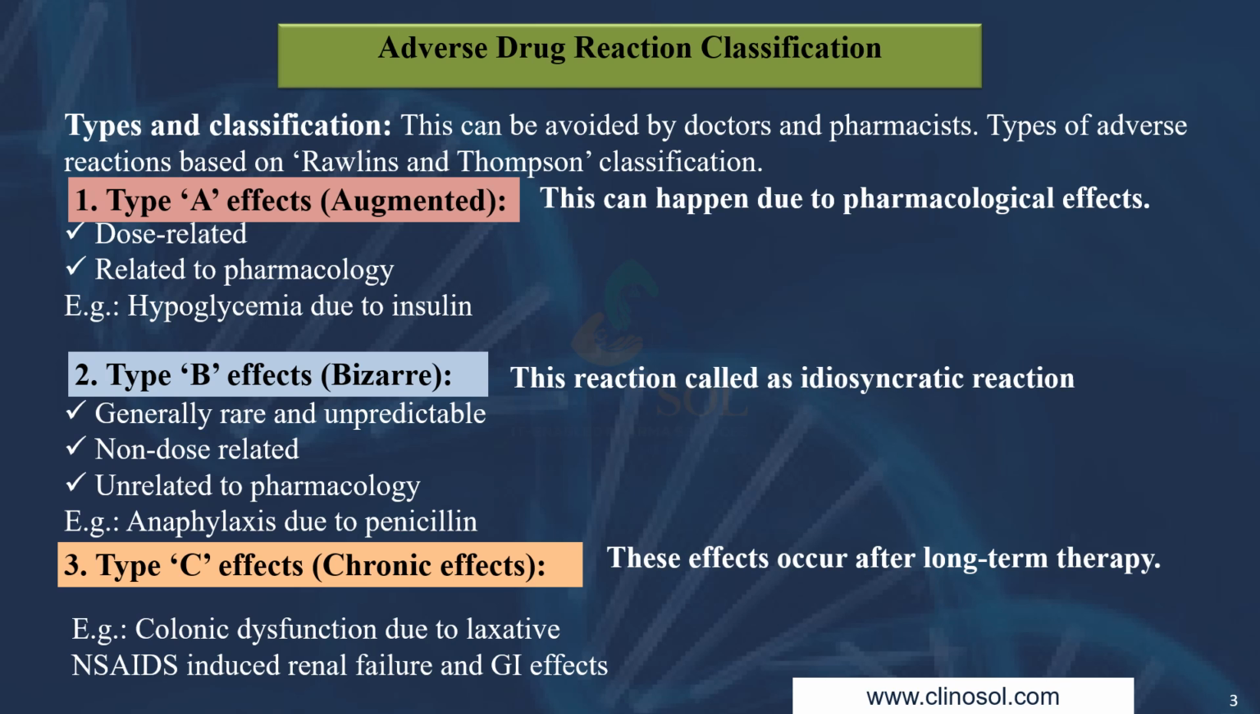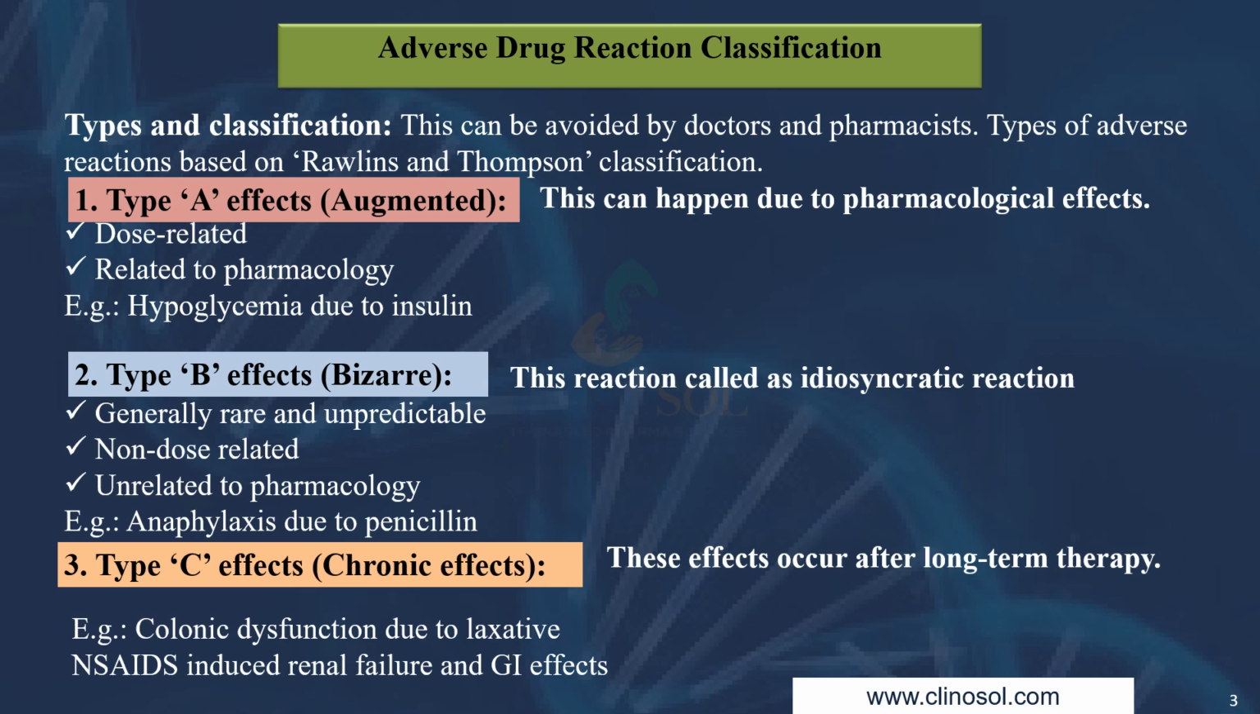And the second type is type B effects, which are bizarre effects. These reactions are also called idiosyncratic reactions. These are generally rare and unpredictable, non-dose related and unrelated to pharmacology. Example includes anaphylaxis due to penicillin.